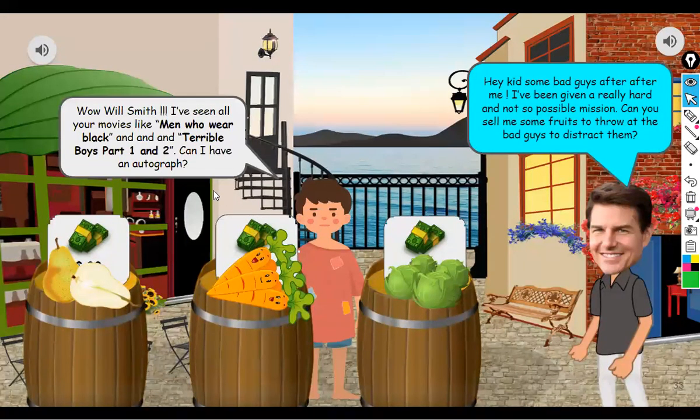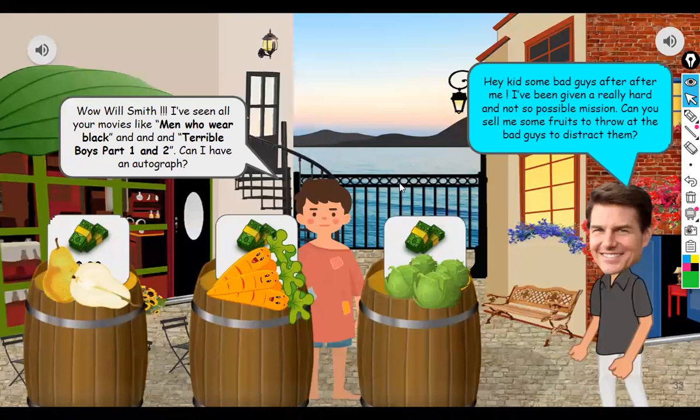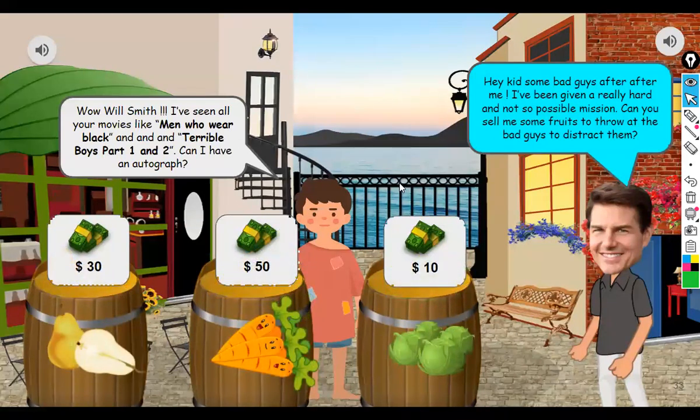Obviously, guys, this is Will Smith. And Assad has seen all his movies, Men Who Wear Black and Terrible Boys Part 1 and Part 2, and he asks for an autograph. Update your scores here, guys. Carrots 50, and cabbages. Will Smith doesn't want cabbages to fight off bad guys. It's just $10. Let's go.